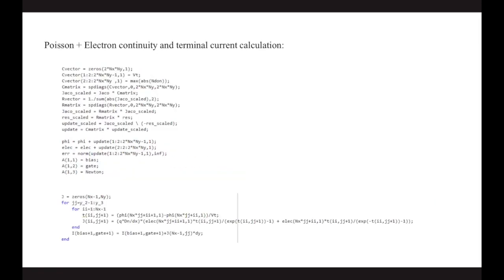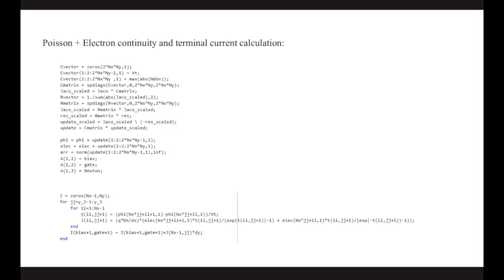Finally, the Poisson plus electron continuity equation matrix is formed and the terminal current is calculated, which is equal to the current density that was calculated multiplied by the area of the terminal node. Then we will plot this current with respect to the gate voltage that was varied, and also the electrostatic potential and electron density curves will be plotted according to the voltage variation.